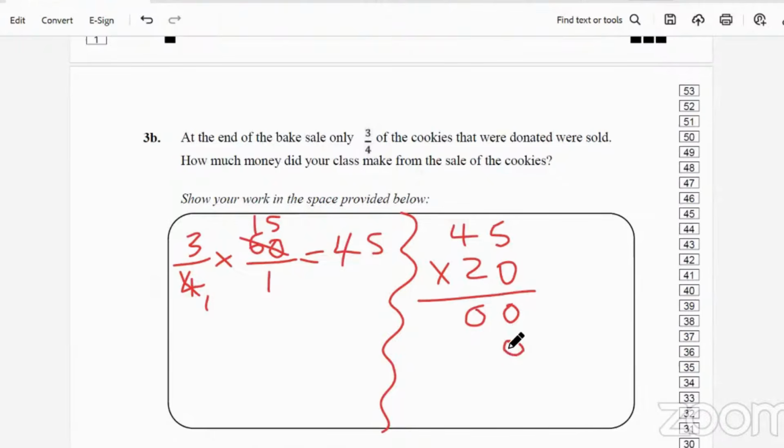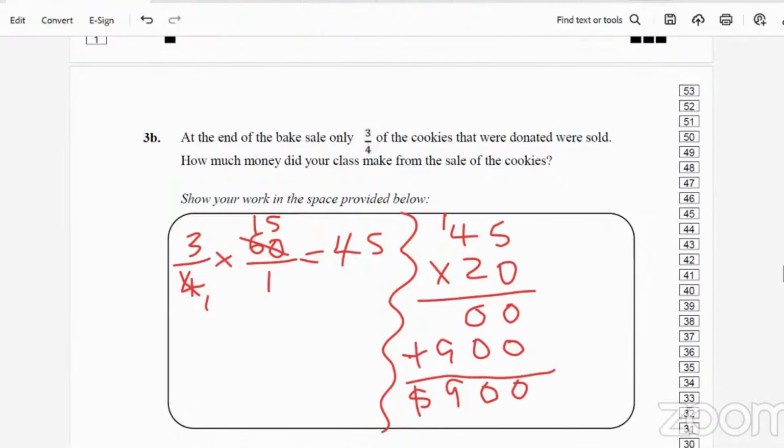2 times 5, that's 10. The 1 goes at the top. Then 2 times 4, that's 8. 8 plus 1, that's 9. Now we add both rows, and we end up with 900. So $900 was from the sale of cookies.